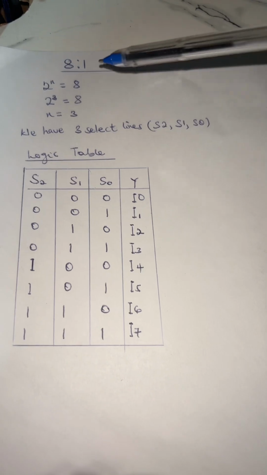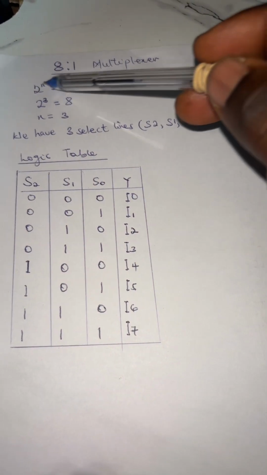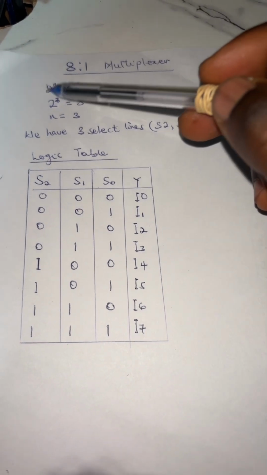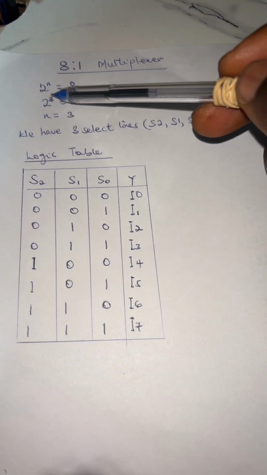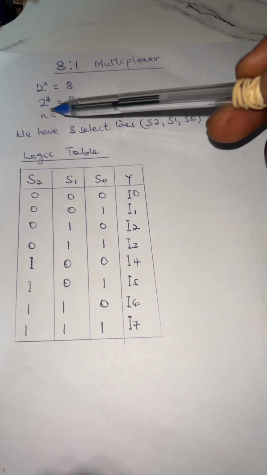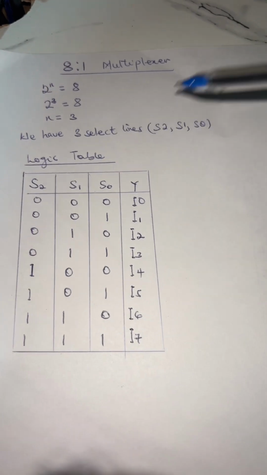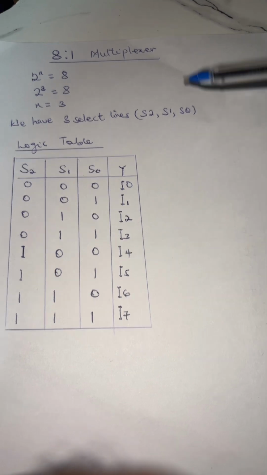And the reason why we are having 3 selected lines is using this formula for our multiplexer. 2 to the power n equals 8. 2 to the power 3 equals 8. N is equal to 3. Meaning we have 3 selected lines, namely x2, x1, and x0.